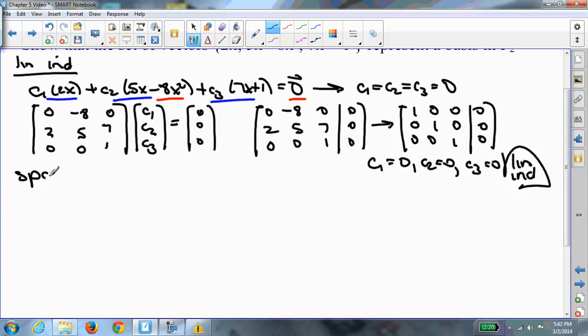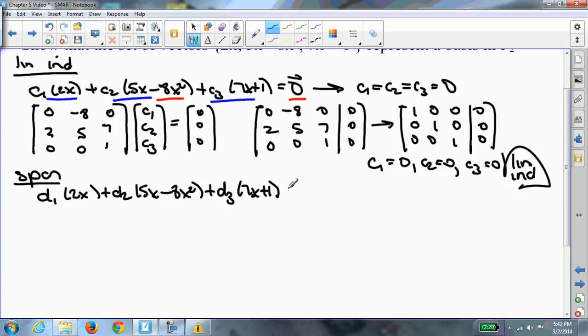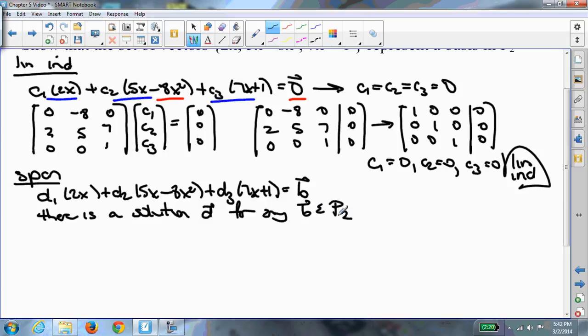The idea of span is that if I have a linear combination, and I don't want to use C to confuse it with linearly independent, but let's say I have something like D1 times 2x plus D2 times 5x minus 8x squared plus D3 times 7x plus 1 equals B, then there is a solution for any B in P2. So for any quadratic polynomial, basically I can find a linear combination of 2x, 5x minus 8x squared, and 7x plus 1 that can represent that polynomial.